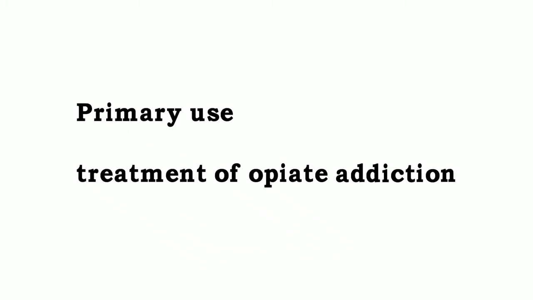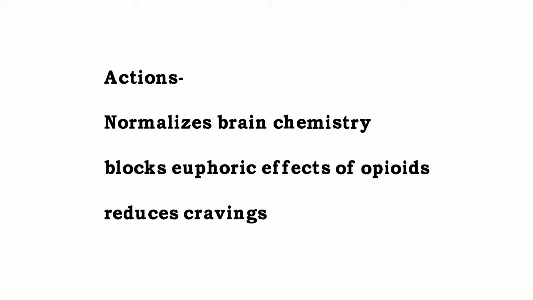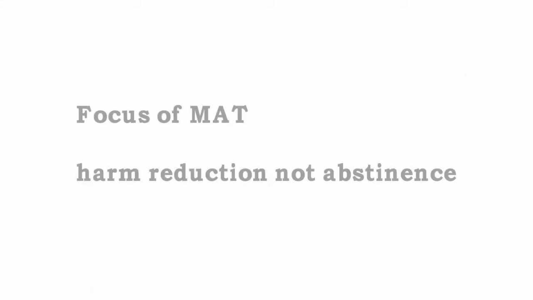MAT is a combination of therapies that includes counseling and behavioral therapies combined with medication, and the primary use is to treat addiction to opiates. It does this by normalizing brain chemistry, also by blocking the euphoric effects of opioids, and by reducing the cravings. The focus of MAT is not on abstinence, but on harm reduction.